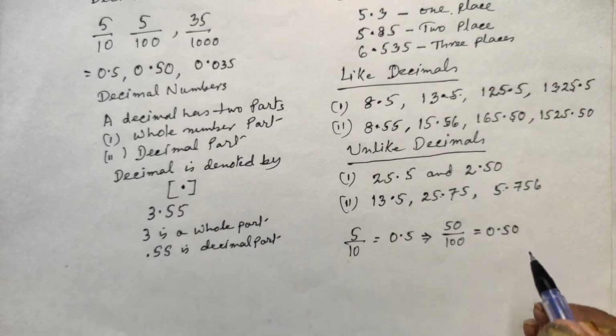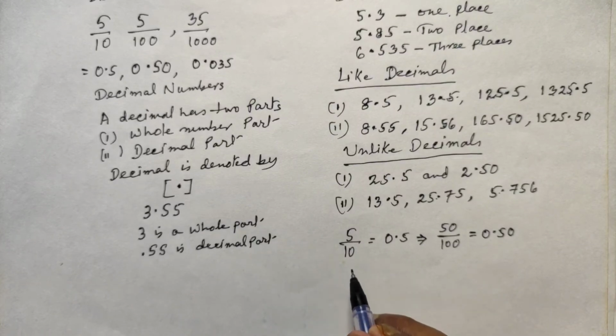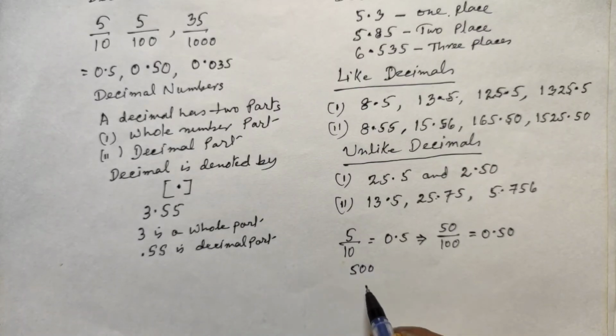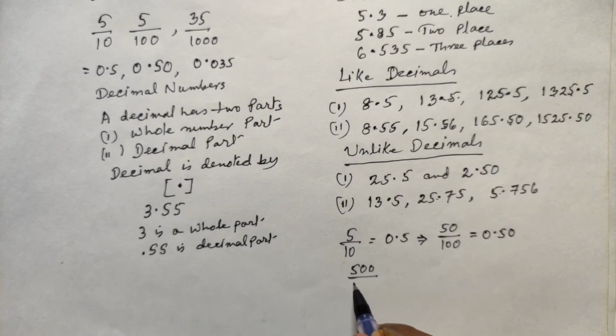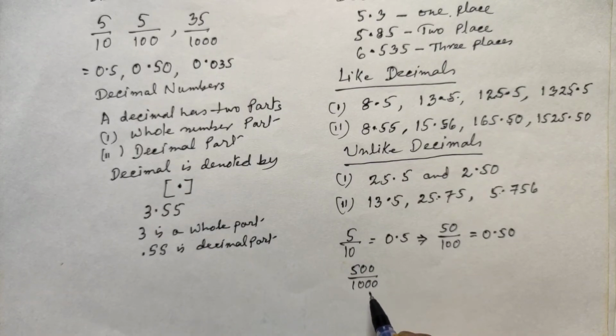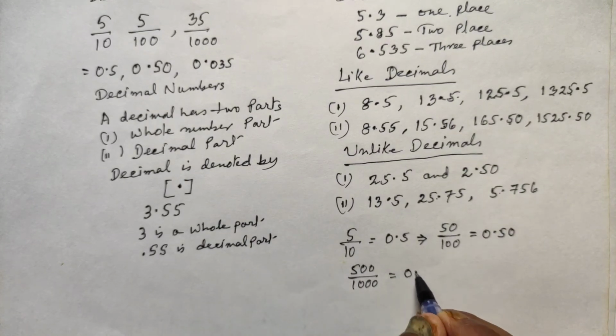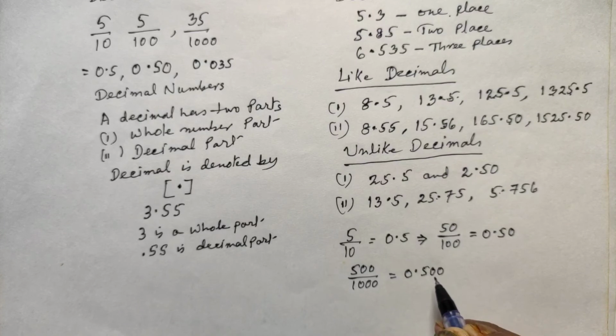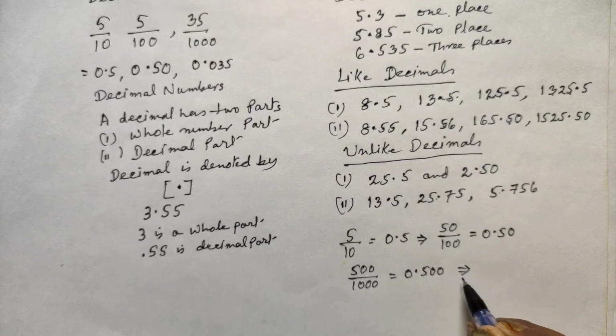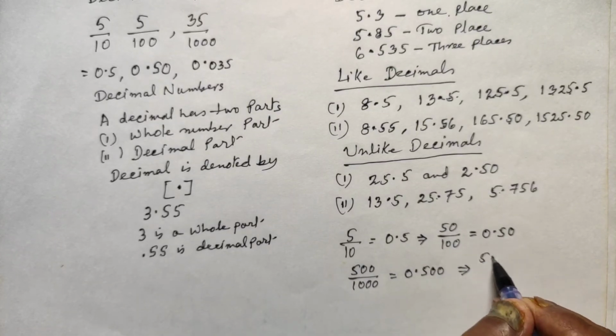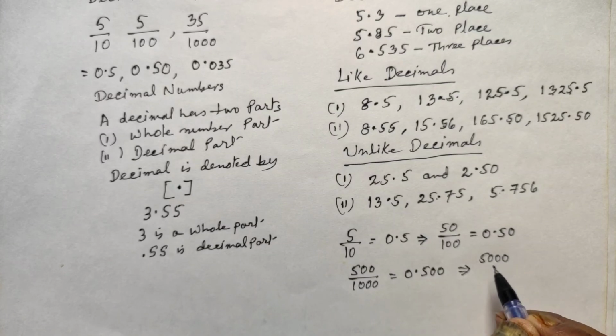Again, another sum we can show you, that is 500 by 1000. So, in this case, what are you going to get? You are going to get 0.500. And another one I am showing you, like 5000 and you are dividing it by 10,000.